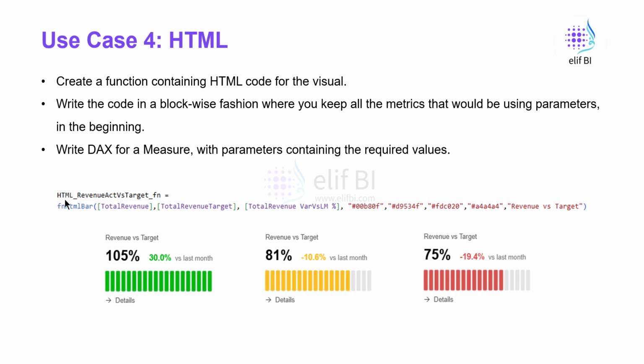As we can see on the screen, we have a very simple HTML visual. It's a bar chart which shows the progress against the set target. So we've got like the total revenue target, and that helps us to calculate the percentage, the total variance versus last month. That's another metric that we want to show. And then we are entering the hex codes for the three colors, which is good, neutral, and bad. The fourth color is basically for these bars in the background. And then we are entering the heading. How we are going to do it? Let's have a look in Power BI.